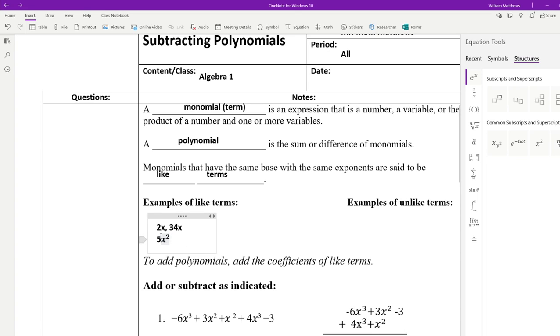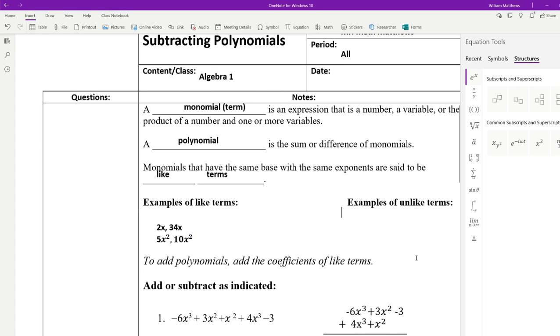So for this term, we have 5x squared, or 5x to the power of 2. This would be a like term with any number times the same base, x, to the same power, or exponent. So these are the same or like terms, not same terms. They are like terms.